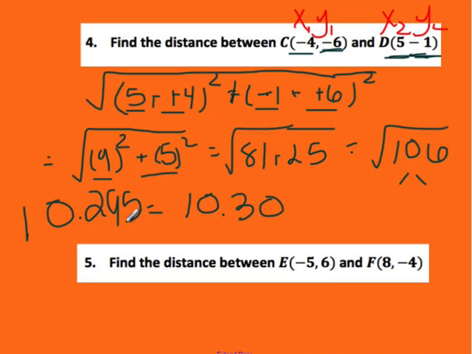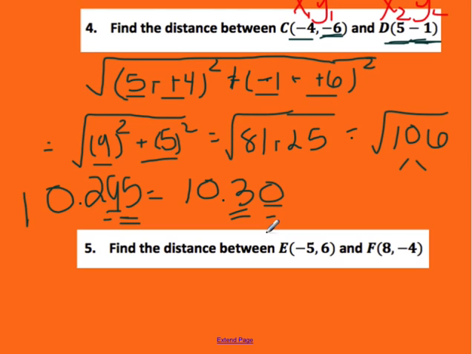What I got is 10.295. Now I tell students to round it to 2 decimal points. So I look at the third decimal point. If the third decimal point is 5 or greater, I'm going to round up, and it is. So then I need to round 9 up. Well, if I round 9 up, that's going to be 10. So that's why this becomes a 3 and that becomes 0. Let's go ahead and take a look at number 5.